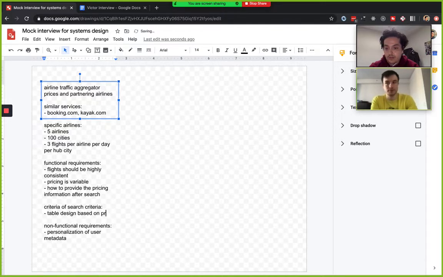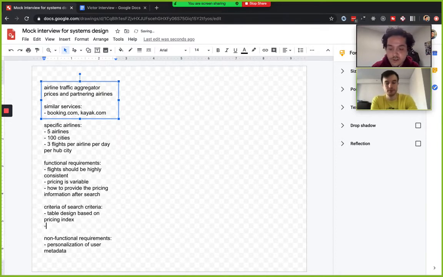Based on the pricing index and also based on that search criteria, you can have different filters. So in the search bar you have price, highest rated, certain times. That's just additional query parameters that we can include in our database queries. I can talk about that once we start drilling into the high level design.